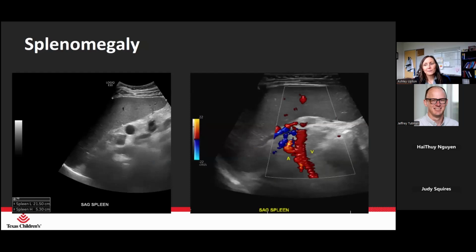Also pay attention to the splenic vein at the hilum of the spleen. The splenic vein should be blue and the artery should be red, unless you flip your color. But either way, they should never be going the same direction. So in this patient with a huge spleen measuring 21 centimeters, their splenic vein was flowing towards the splenic hilum in the same direction of the splenic artery. So they're both red on color Doppler, indicating the splenic vein is reversed.